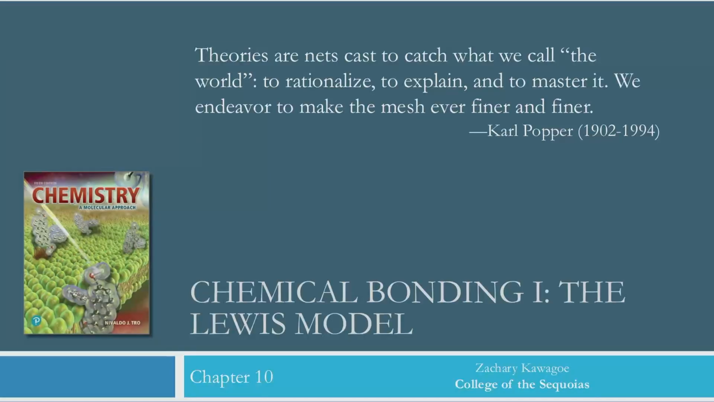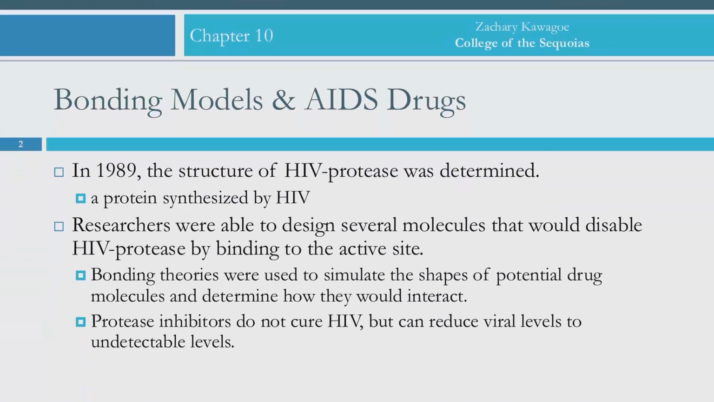All right, starting into a new chapter, we're entering into chemical bonding 1, the Lewis model. Any guesses about what's coming up after this chapter? If this is chemical bonding 1, what do we think is coming next? It's chemical bonding 2. So just keep that in mind. This isn't all the chemical bonding that we're going to do. So we're going to focus in on the Lewis model first.